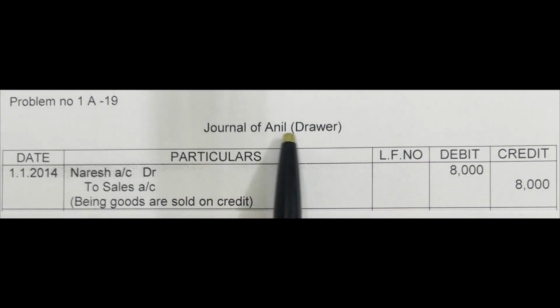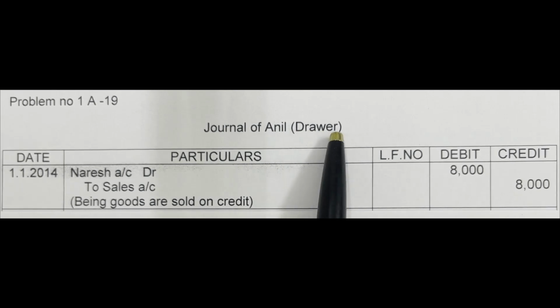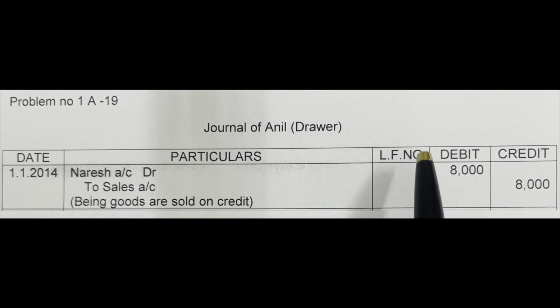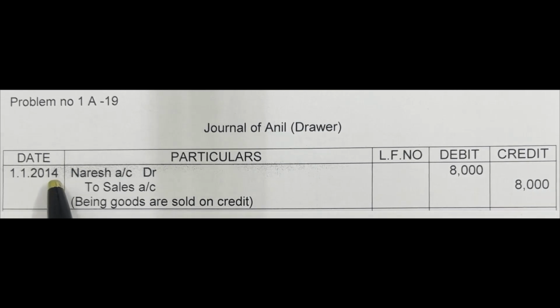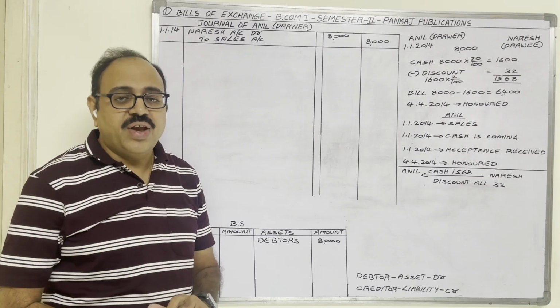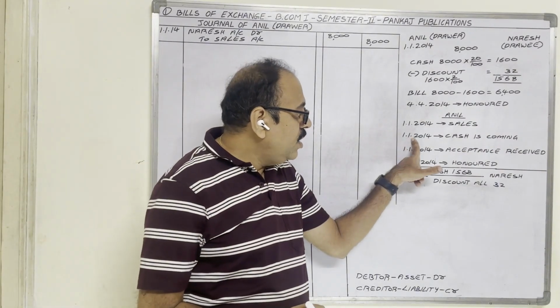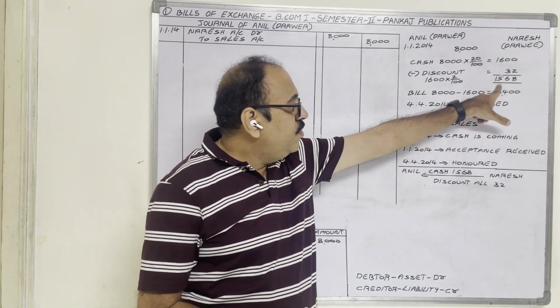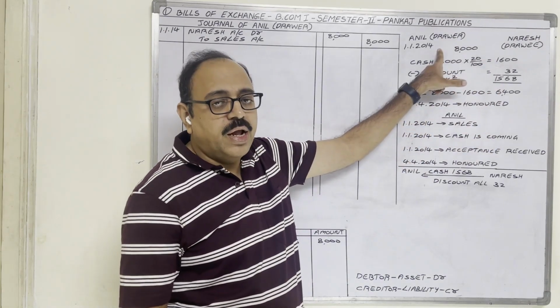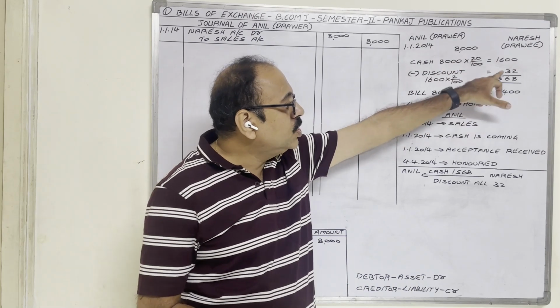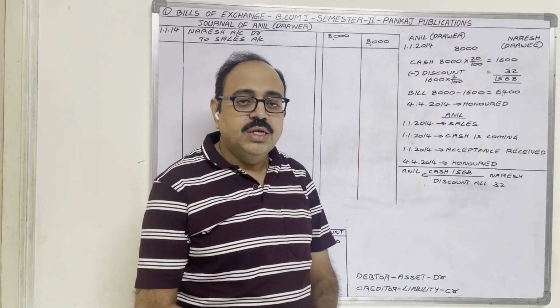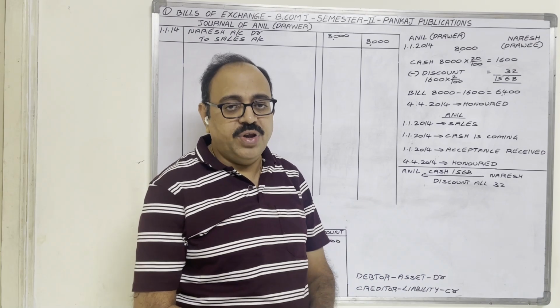Journal of Anil. In brackets, you mention that Anil is the drawer. Date, particulars, LF number, debit, credit. On 1st January 2014, the first entry is Naresh account debit to sales account. 8,000, 8,000. Narration being goods are sold on credit. Now come to the second transaction. On this date, from Naresh, 1568 cash is coming to Anil, and Anil allowed a discount of 32 rupees to Naresh. For this, we'll write the second journal entry.